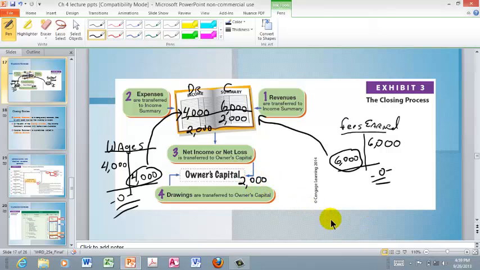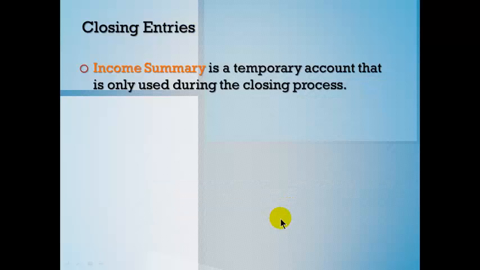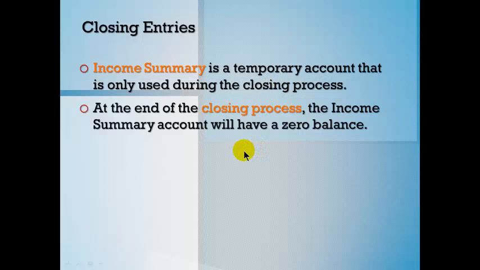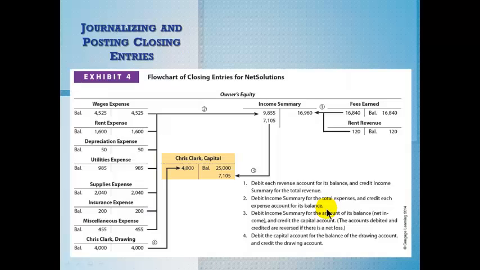So let's exit this mode and go into presentation mode. So there we call income summary a temporary account, or that's that purgatory. It's a holding account, and it's going to obviously then go to owner's equity at the end of the period. And there we say that the income summary will have a zero balance when it's closed to owner's equity. Hence it's called a clearing account.